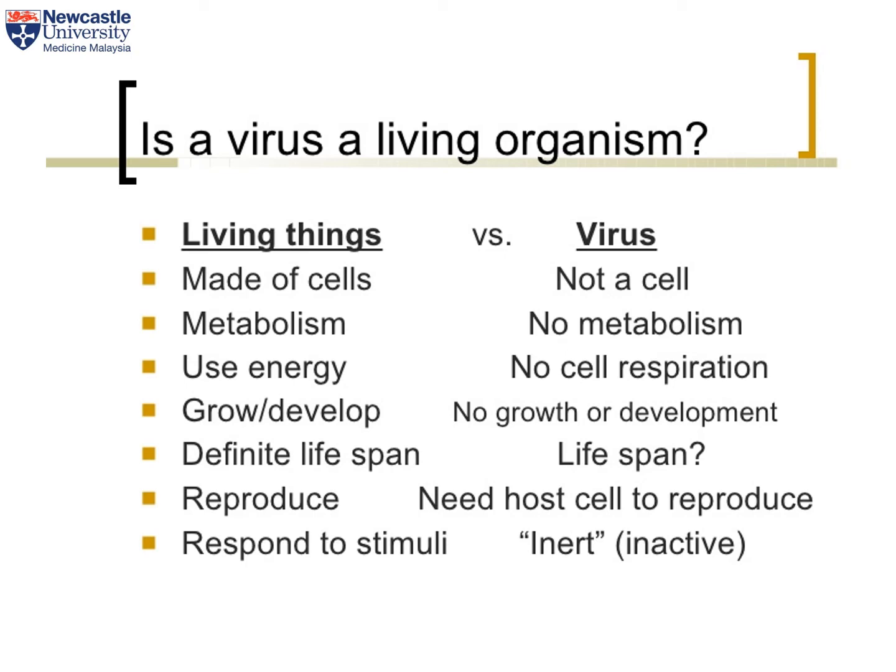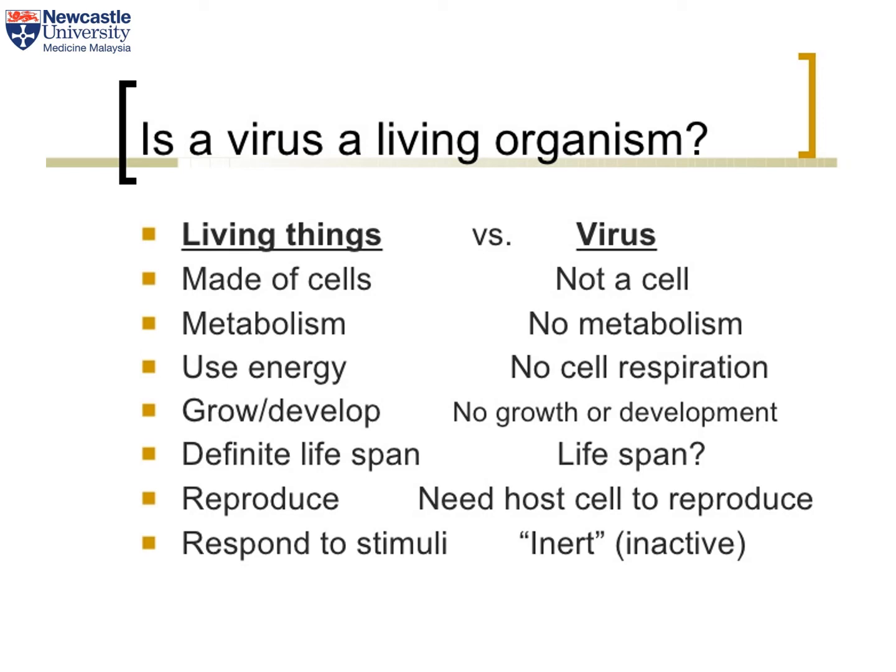Number four, all living things grow and develop, but viruses do not. So they will produce viruses with the exact size and shape, and they will not grow or develop any further. They can only replicate themselves. And then next one, living things have definite lifespans. But for viruses, it all depends on how fast they can infect another host cell and reproduce. And next one, all living things can reproduce themselves either sexually or asexually. But for viruses, remember, they do not have the mechanism to reproduce. What they can do is to hijack the mechanism of a host cell and start replicating themselves.